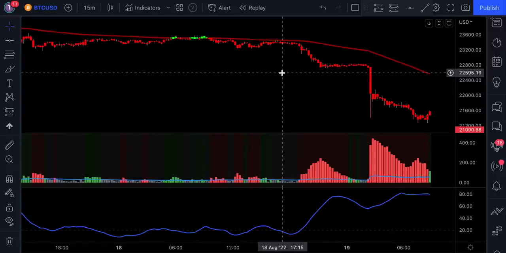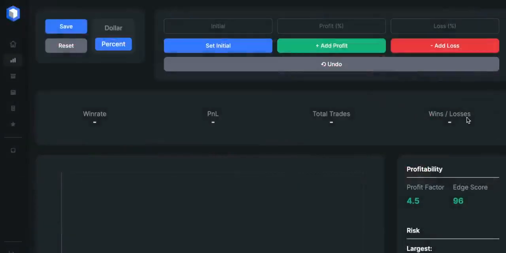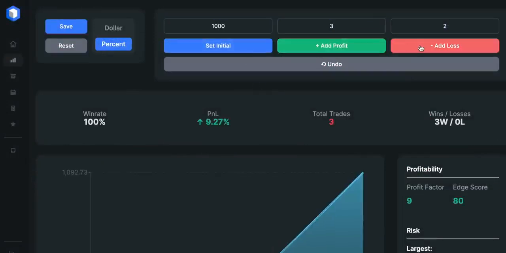Now let's backtest that strategy 100 times and see how well it performs in different market conditions. For my backtesting, I will set my initial account size at $1,000 with 2% risk per trade and 1 to 1.5 risk reward ratio.